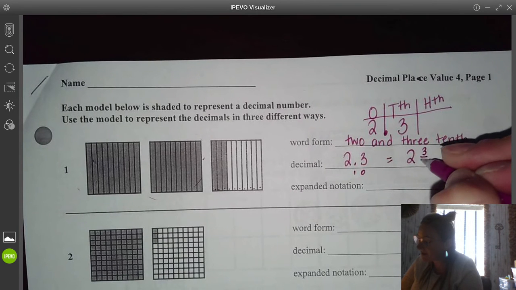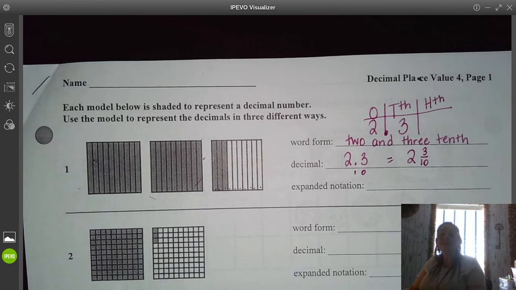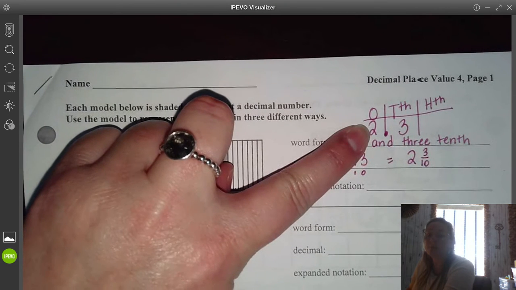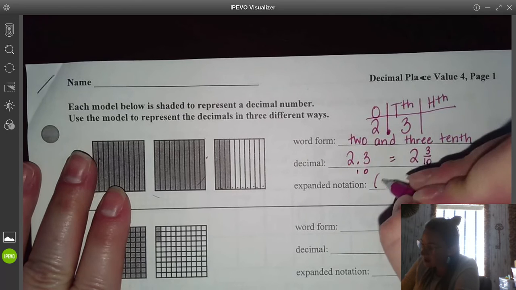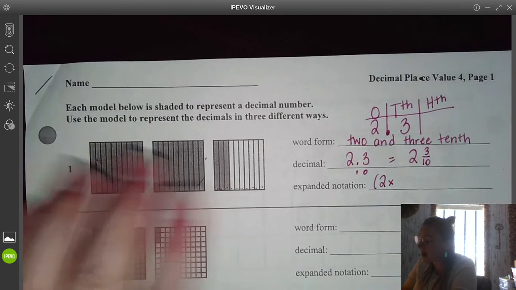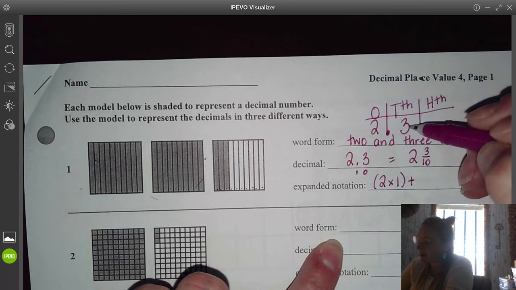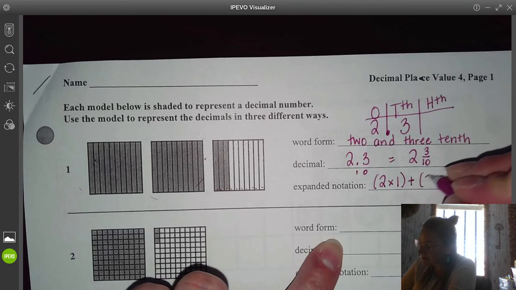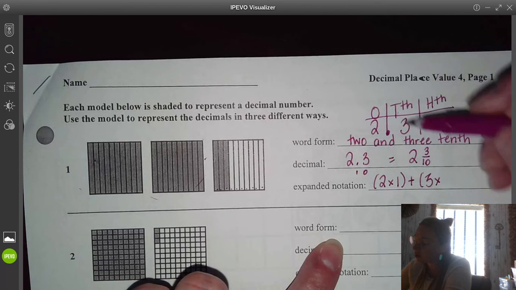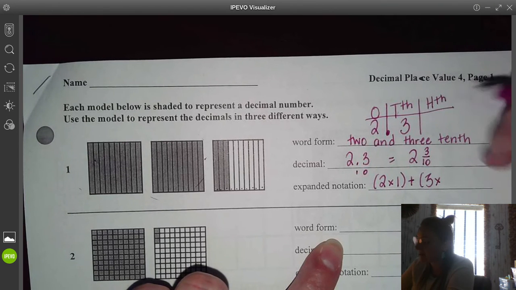So 3 tenths. Now, if I'm doing expanded notation, again, I'm going to use that place value chart. So my first digit in my chart is a 2. So I have 2 groups of, or times, and it's in the ones place, so by 1, plus, then I have a 3, it's my next digit, times, or groups of, and it's in the tenths.